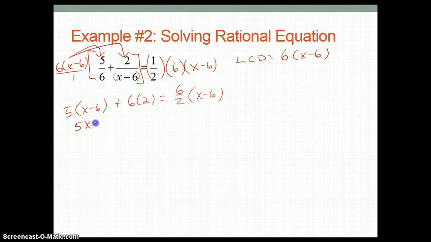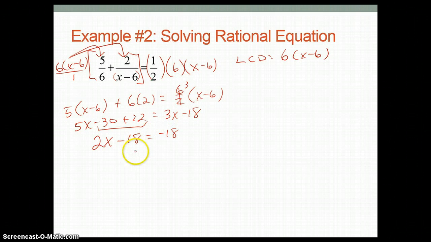I'm going to do a little bit of distributing here with the distributive property. Plus 12. 6 over 2 is 3, so 3 going in here. We have 3x minus 18. And now it turns into an Algebra 1 problem where we're trying to get all of our x's on one side, all of our numbers on the other side. So subtracting 3x from both sides, we get 2x. I'm just going to combine these two pieces and make it minus 18. And that's equal to negative 18. Adding 18 to both sides, I get 2x is equal to 0, and x is equal to 0.